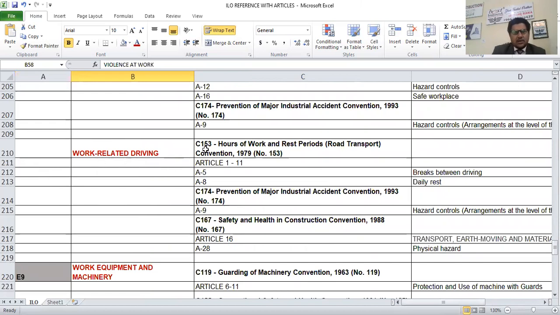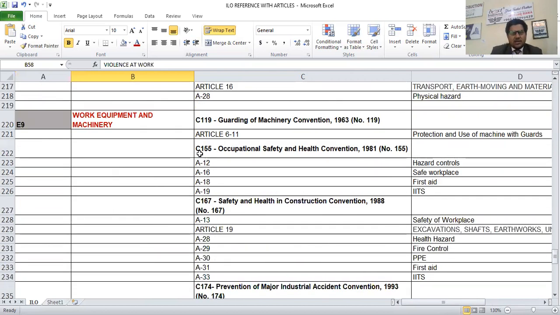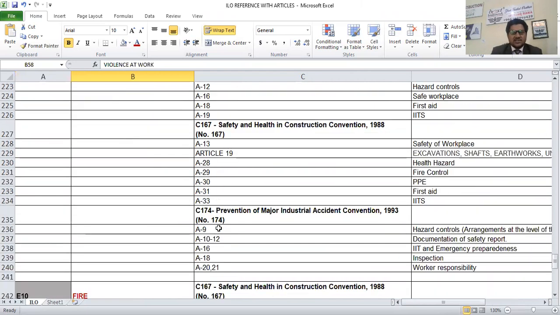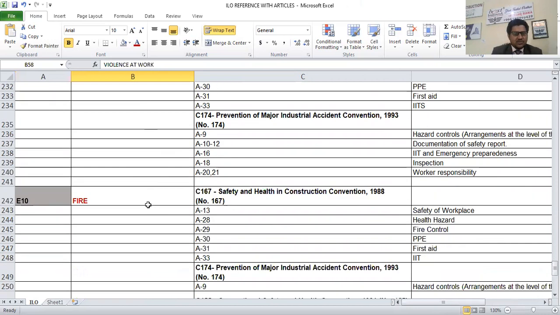Work-related driving, C155, different article numbers, C174, and C167, because it's all about the transport and the controls and the kind of preventions. Now, element 9 of IG2 is all about work equipment and machinery. So C119, guarding of machinery convention, that is also helping, Article 6 to 11, protection of user machines with guard, and also C155, C167, C174, especially guiding us for hazard control, documentation of safety report, and inspection and even working responsibility.